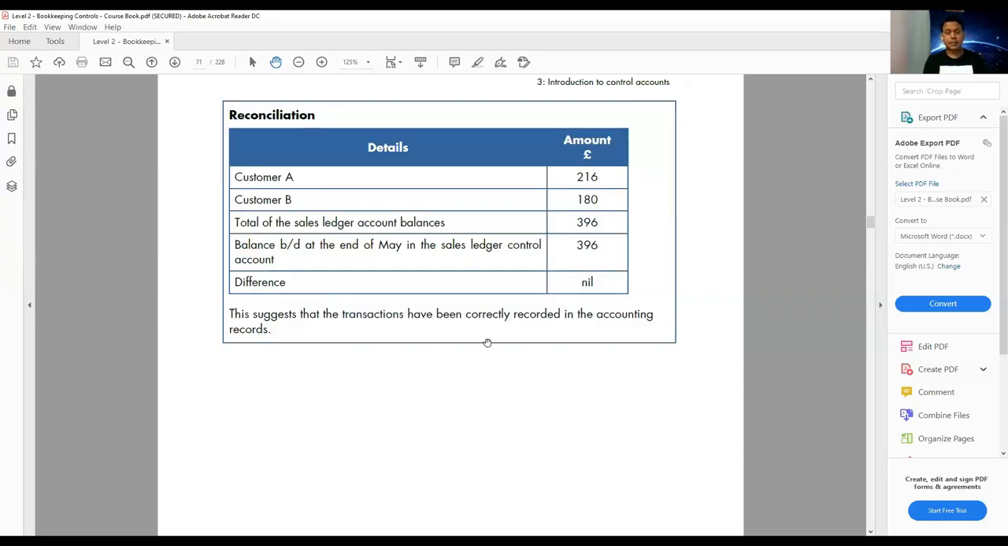In this example, there was no difference, but in the exam, there will be a difference. And you're going to see in the next example how to solve the issues. So now you understand why it is important and how the sales ledger and the sales ledger control work. We prepared the individual sales ledger for every single customer. After that, we added all the balances c/d and tried to match them with the sales ledger control. Ideally, it has to be equal. If it is not equal, we find the reason why. And that is called reconciliation.